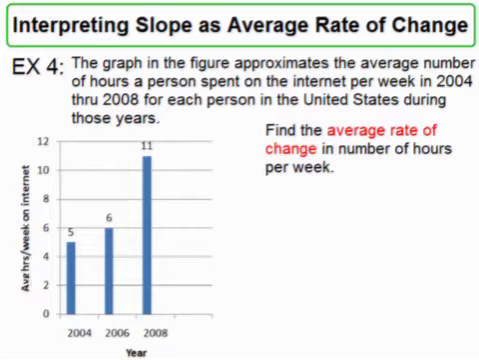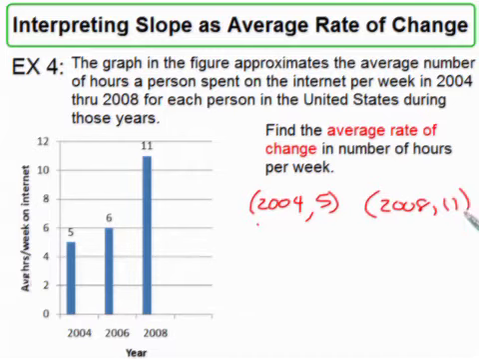So we need to start by changing the information we have into ordered pairs. The first year, 2004, there was an average of 5 hours per week of internet use. So we can write that as the ordered pair (2004, 5). The last bar on our graph tells us that in 2008, the average number of hours per week of internet use was 11. So this would be the ordered pair (2008, 11). To find an average rate of change in internet usage, we'll find the slope between these 2 points.